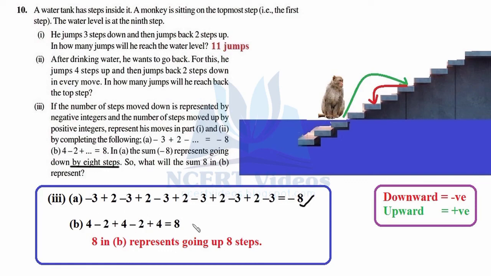Now for B, 4 minus 2. So at a time he will reach 2 steps. So for coming back, he has to total jump. Okay, so here the answer 8 means the 8th step. He will reach the 8th step.